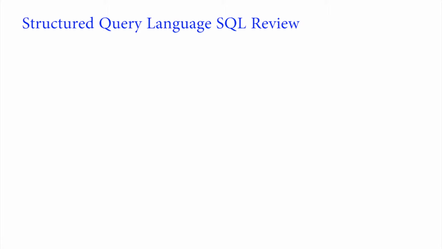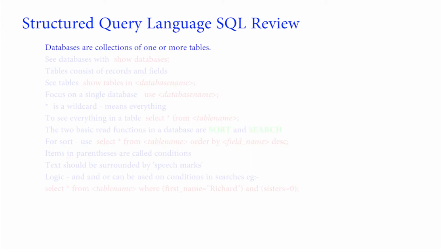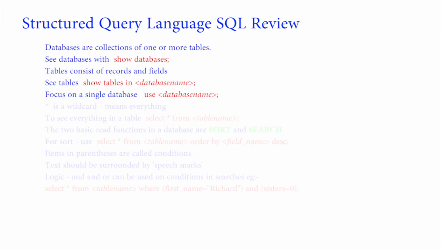You're not expected to remember all this, and a good cheat sheet of examples is always very helpful. So let's review. Databases are collections of one or more tables. We can see the databases in the system by typing Show Databases. We can see the tables inside the databases by typing Show Tables with database name. To concentrate on a particular database, enter Use the database name. Star is a wildcard and means everything, so entering Select Star from Table Name displays all of the contents of the table.